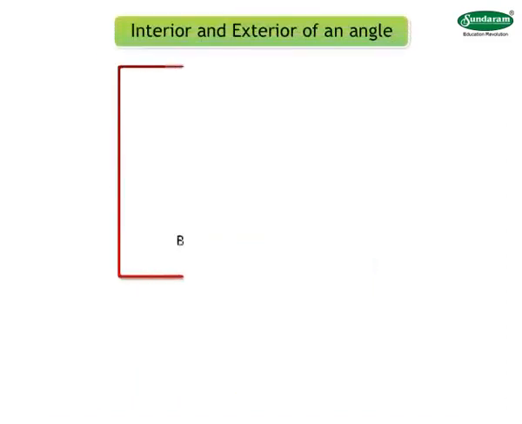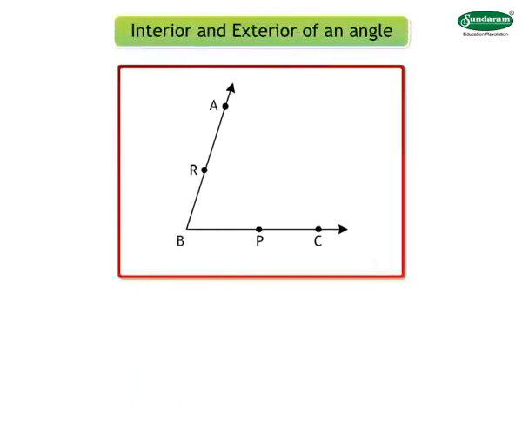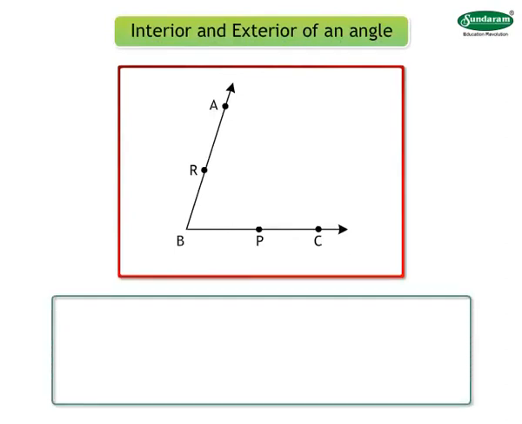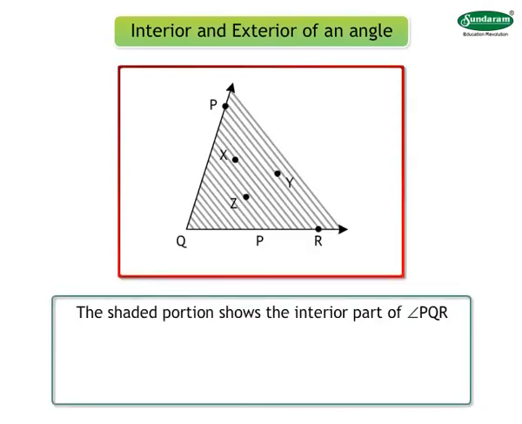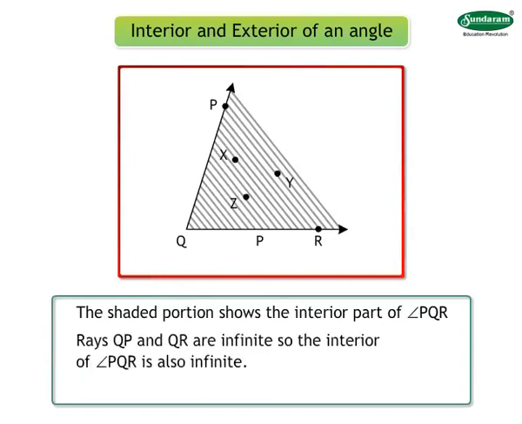Let's see what is meant by interior and exterior of an angle. In the figure, the points A, R, B, P and C are on angle ABC. The shaded portion shows the interior of angle PQR. Rays QP and QR are infinite, so the interior of angle PQR is also infinite. Points X, Y, Z are in the interior of the angle.